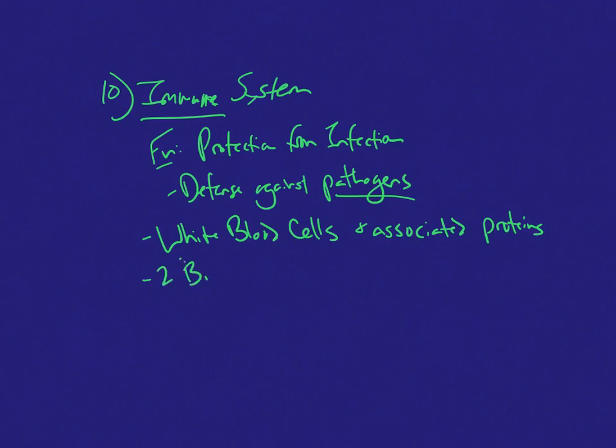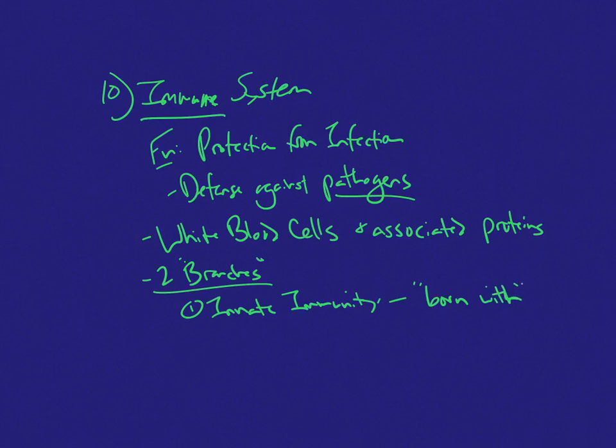We can kind of say that you have two branches, though, of this system. The first branch is called your innate immunity. Innate is a word, right, that pretty much means born in or born with. So some of your immune system function you are born with. You have some defensive cells. Your skin is considered part of your innate immunity. We have the inflammatory response. So inflammation is part of the innate immunity.